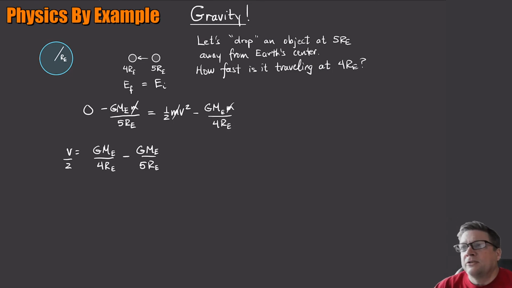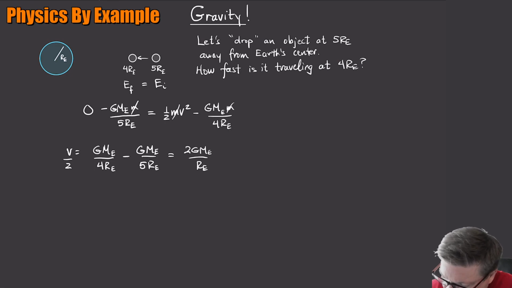So collecting all those terms, it looks like that's pretty much 2GME over RE. And that's just a fourth minus a fifth. Right? So a fourth minus a fifth, what's that? That's like 5/20 minus 4/20. It's 1/20. So this is going to be 1/20. So there we go. That's it. I can go ahead and cancel 2, right? So this is just going to be, oh, sorry, that's V squared.